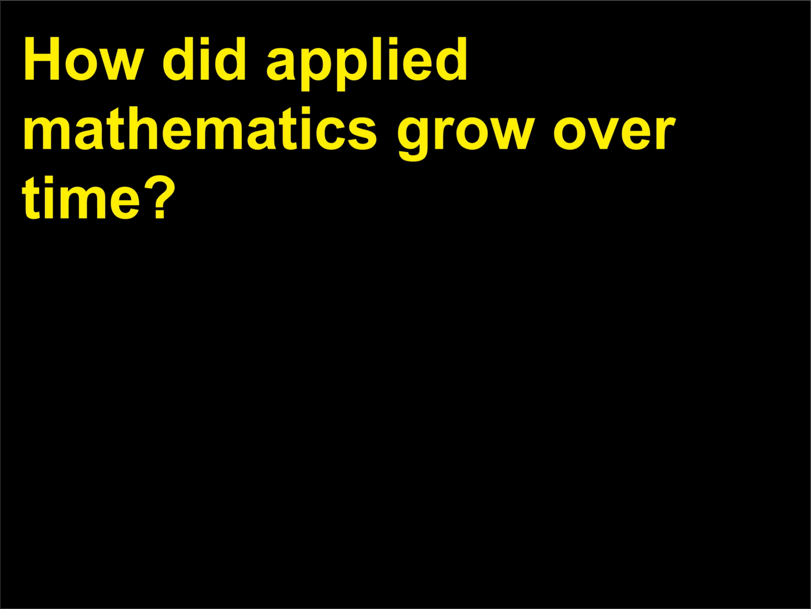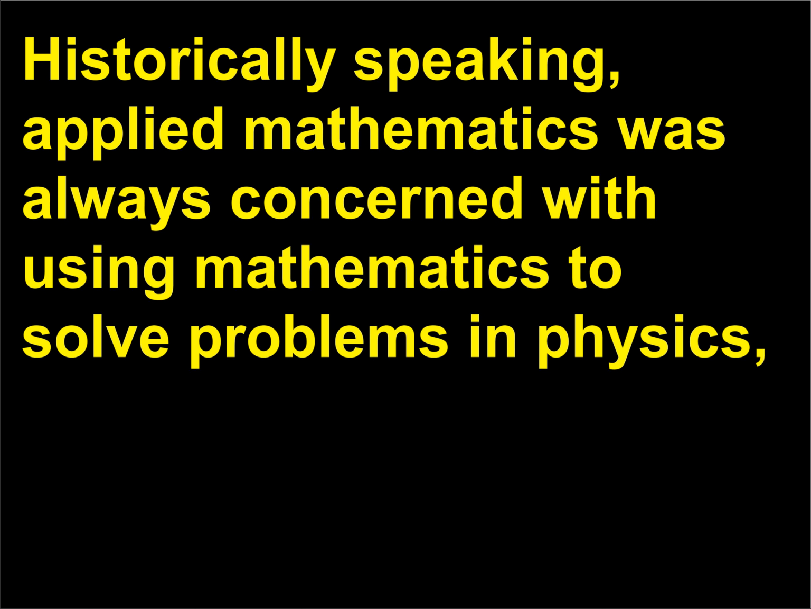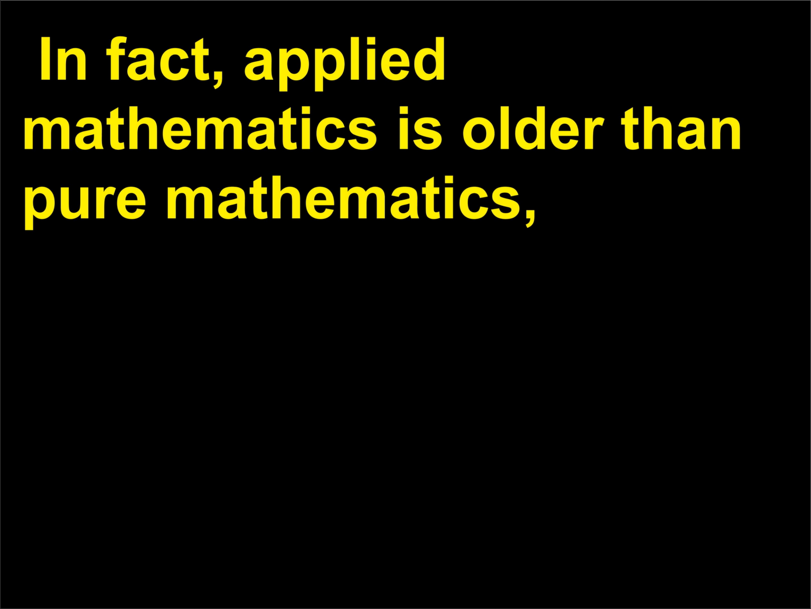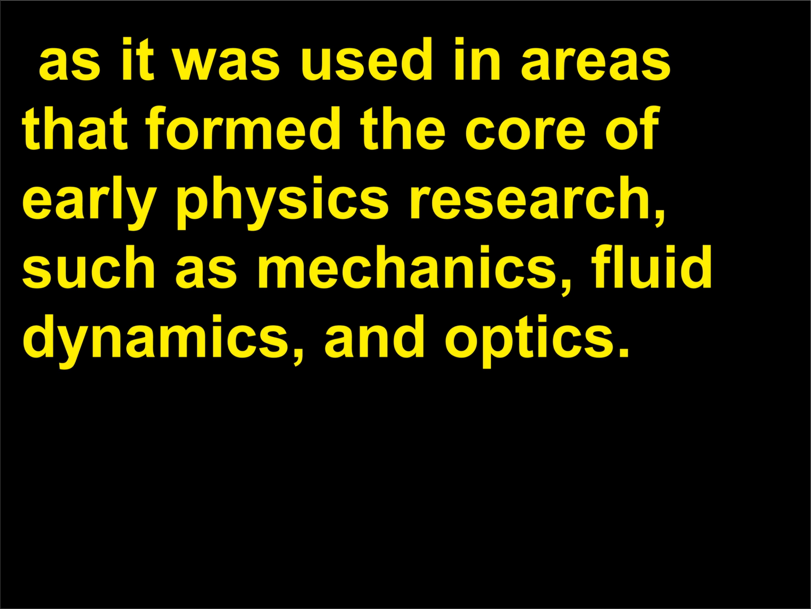How did applied mathematics grow over time? Historically speaking, applied mathematics was always concerned with using mathematics to solve problems in physics, chemistry, medicine, engineering, the physical sciences, technology, and biology. In fact, applied mathematics is older than pure mathematics, as it was used in areas that formed the core of early physics research, such as mechanics, fluid dynamics, and optics.